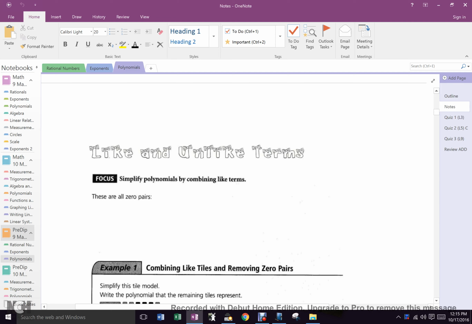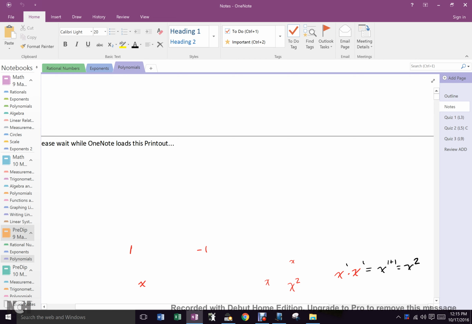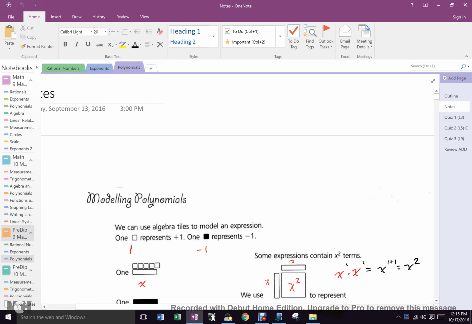It's on the page that says like and unlike terms in the font Blush Bear, which is the second page of the first booklet I gave you, which opened with modeling polynomials in the font Curls MT.